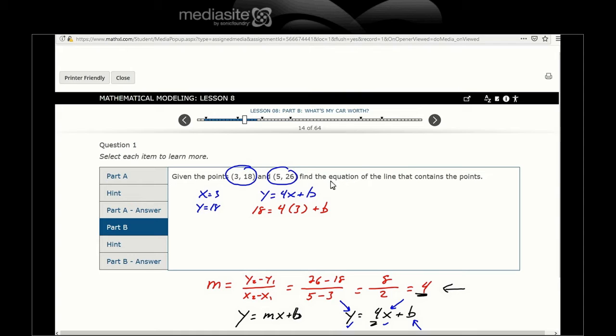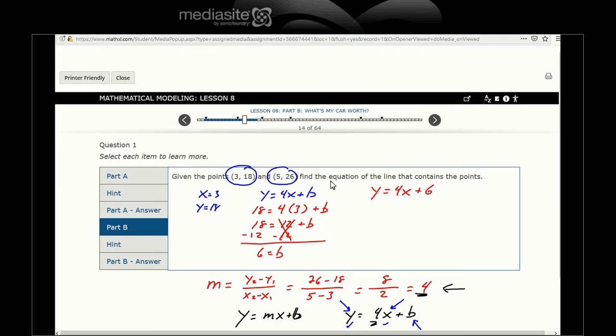So now we have values. 4 times 3 is 12. Let's solve for b. Let's subtract 12 on both sides. Of course, 18 minus 12 is 6, equals b. So that tells me that y could be, with m equals 4 and b equals 6. Could be.